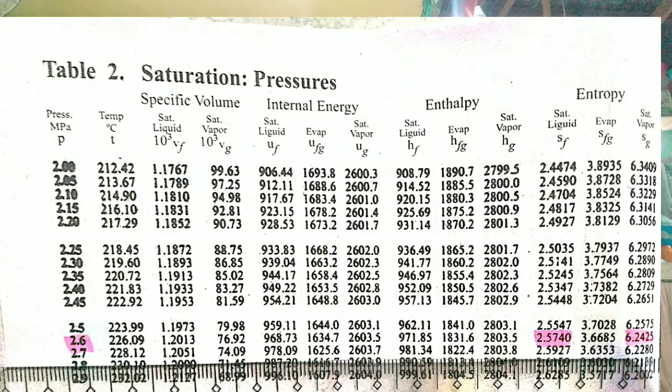So we have located it. Our SF is equivalent to 2.5740 and our SG is 6.24425. Therefore, S is greater than SG, so the actual is greater than the saturated value. And we conclude that it is a superheated vapor.